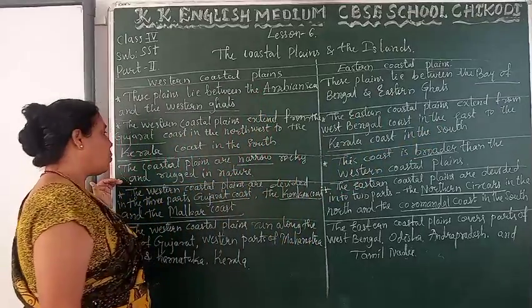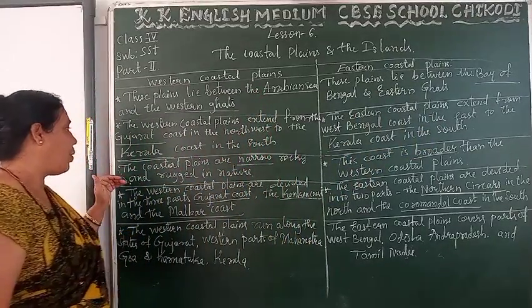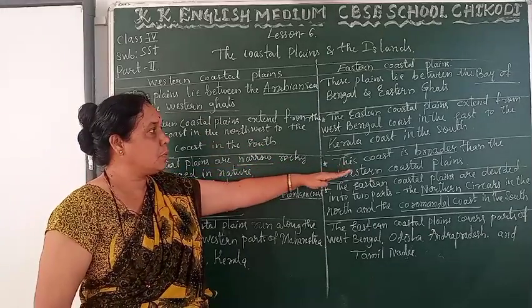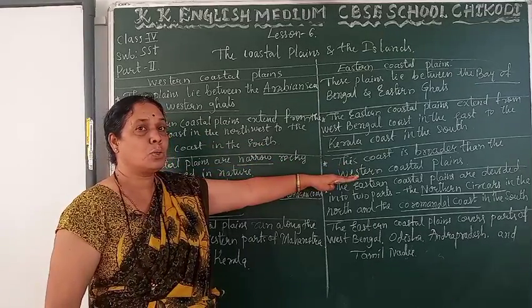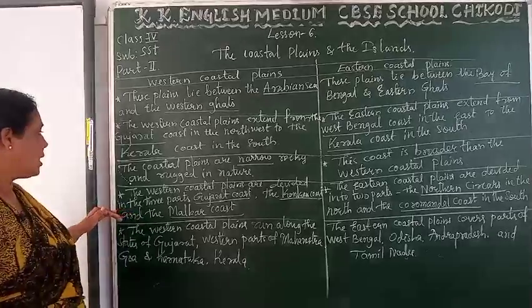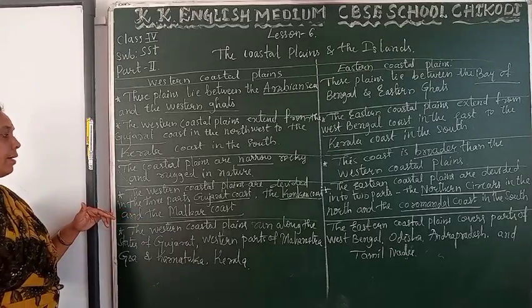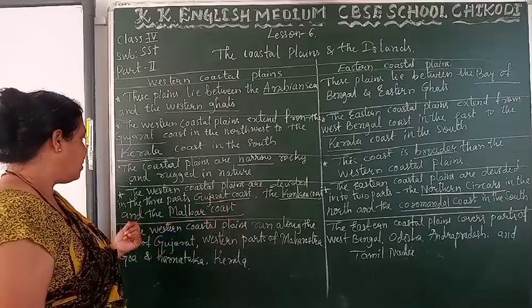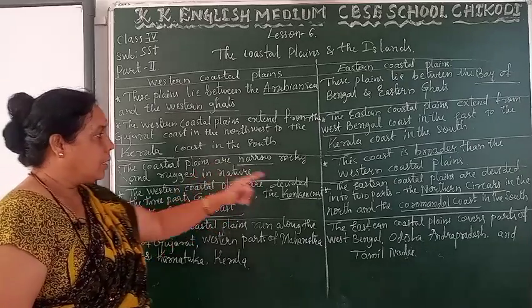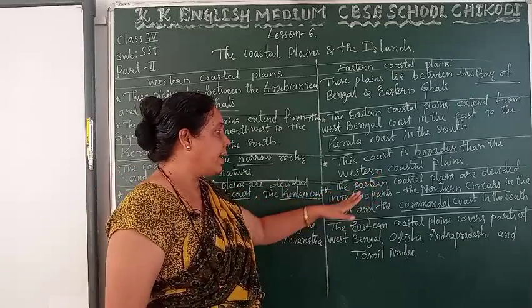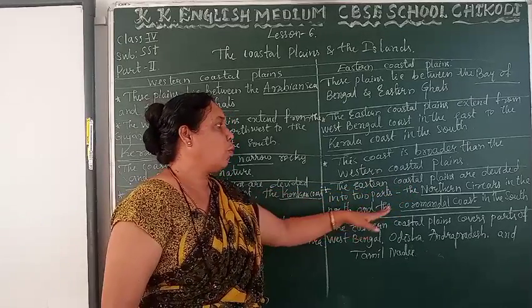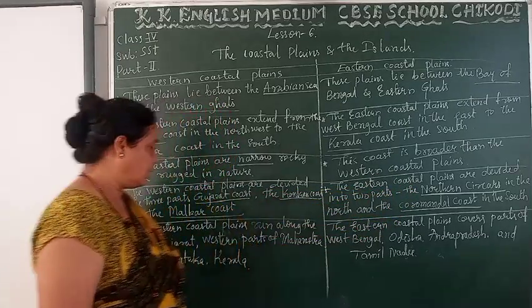Next point is the coastal plains are narrow, rocky and rugged in nature, and here the coast is broader than the western coastal plain. Next is the western coastal plains are divided in three parts: Gujarat coast, Konkan coast and the Malabar coast. And eastern coastal plains are divided into two parts, that is northern circars in the north and Coromandel coast in the south.